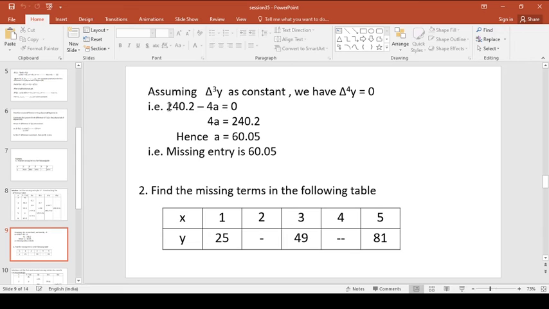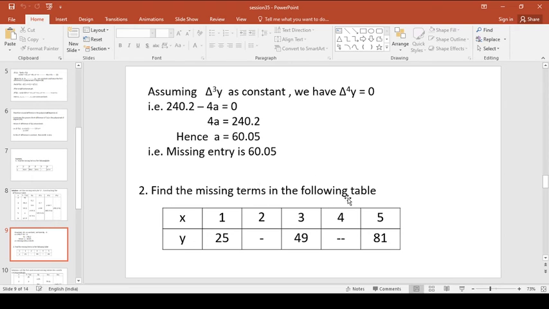So assuming that the third forward difference is constant, we have the fourth forward difference as 0. So we equate the fourth forward difference to 0, and solving we get A equal to 60.05. That is, the missing entry is 60.05.